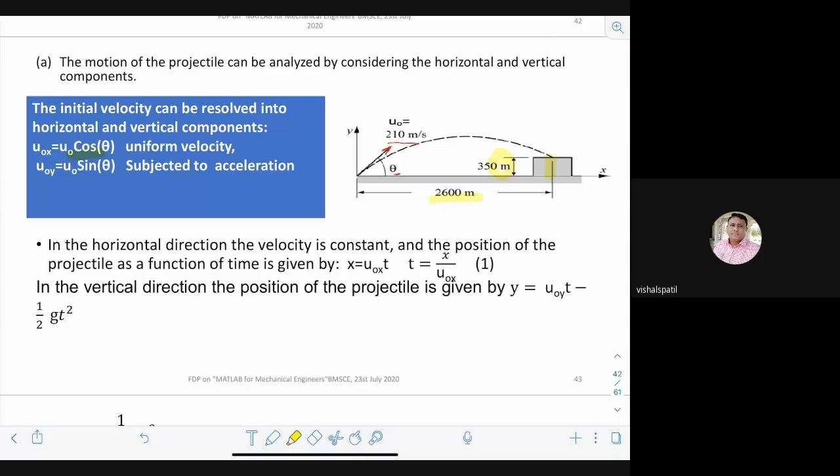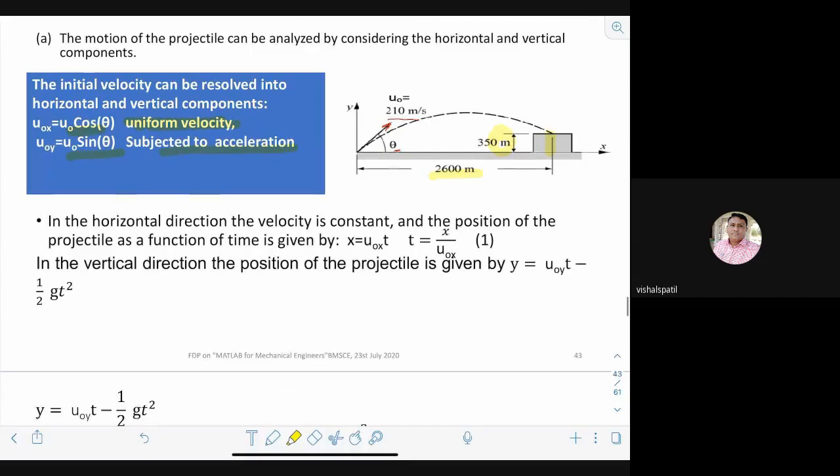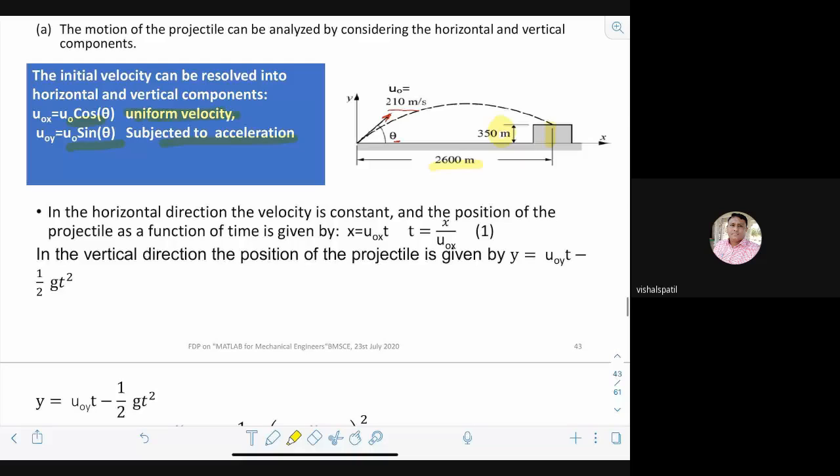u0x is the horizontal component, and that horizontal component is not subjected to any acceleration. Therefore, it is of uniform velocity. Got it? And if you look at the vertical component, u0y, it is subjected to acceleration due to gravity. And therefore, for the vertical component, you need to bring in g. Okay. So let us try to apply this information. Remember, the horizontal velocity is constant.